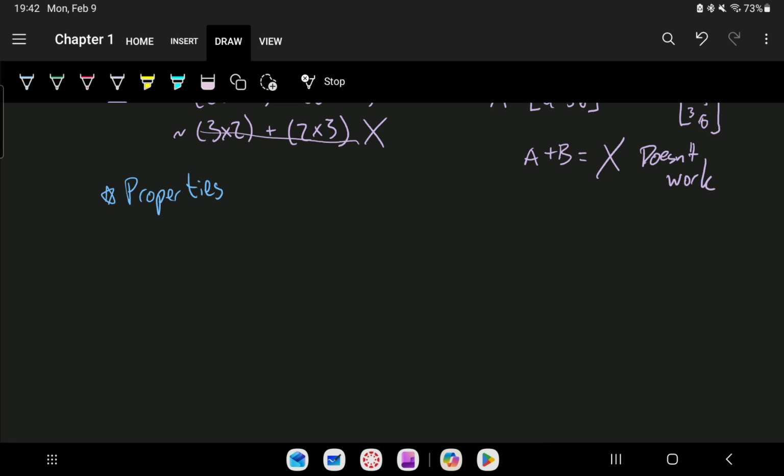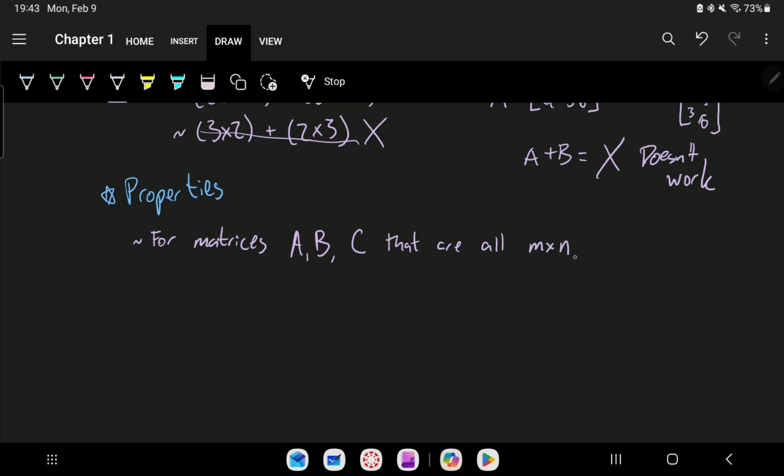Properties of matrix addition are as follows. So by properties, we're kind of saying what works and what doesn't, right? In a very general case. So if you have matrices say A, B, and C that are all m by n, and remember that's just a very general way of saying the size of the matrix.